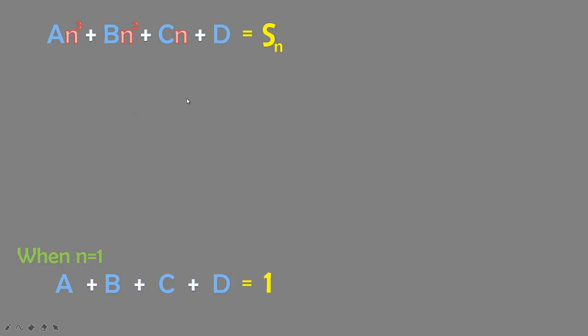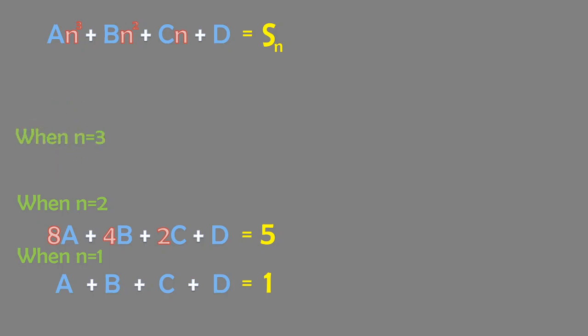Okay. So then when n is equal to 2, this will be the equation. n cube is 2 cube, 8, n square is 2 square, 4, n is 2. D doesn't have any variable, so D is like that, equal to the second number of the sum series, that is 5. When n is equal to 3, this is the case. 3 cube, 3 square, 3, and then d is equal to the third number of the sum series, that is 14.